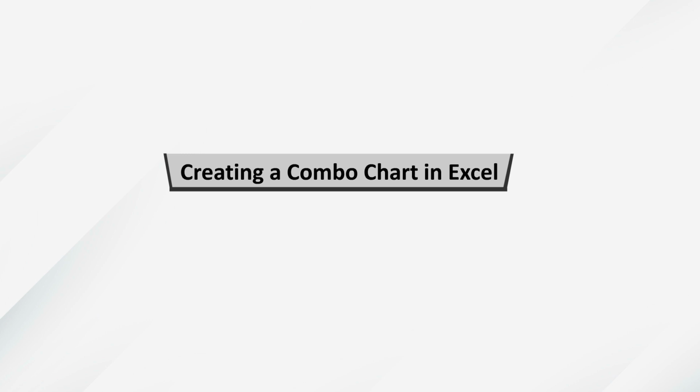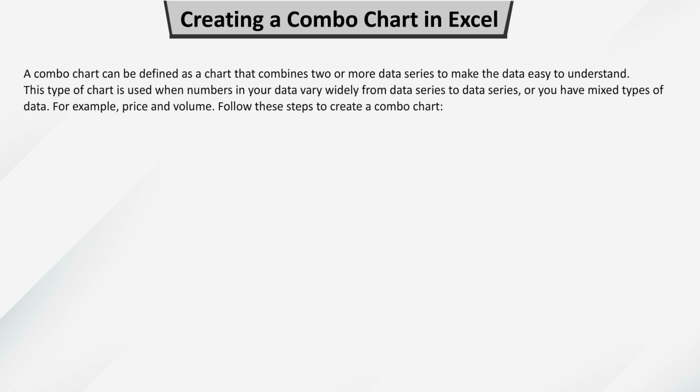Creating a combo chart in Excel. A combo chart can be defined as a chart that combines 2 or more data series to make the data easy to understand. This type of chart is used when numbers in your data vary widely from data series to data series, or you have mixed types of data. For example, price and volume.